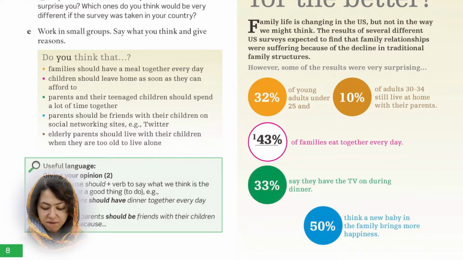33% say they have the TV on during dinner. Cool. But during the dinner, watching TV, is it a good habit or not? I cannot decide really. Okay, sometimes it can be. Next is 50% think a new baby in the family brings more happiness. Wow, a baby can bring happiness. So I side with them. Side with them, it means I agree with them. Side with somebody.